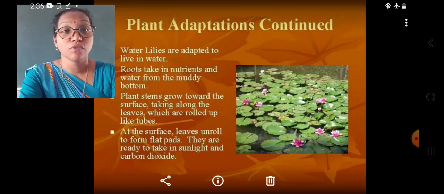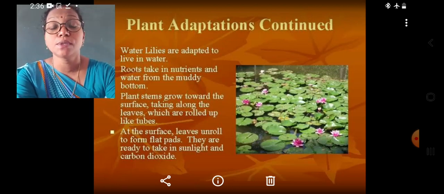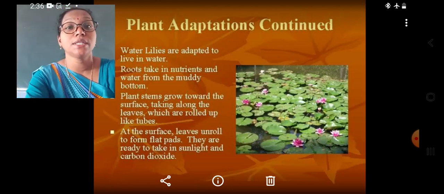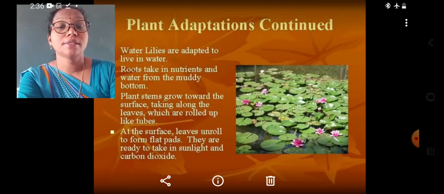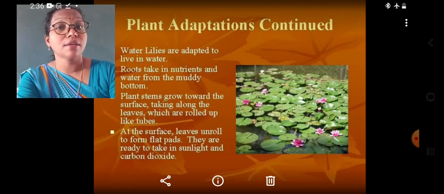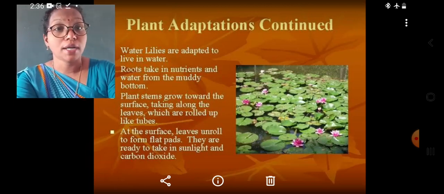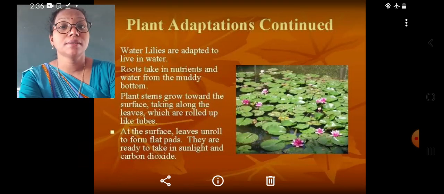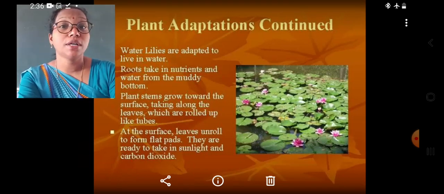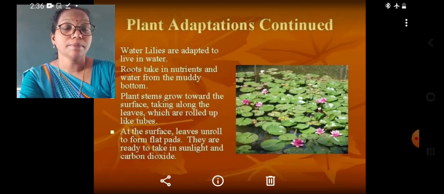So students, we know that there are many types of adaptations found in the water plants. The water plants are known as hydrophytes because hydro is the word related to water. They are also known as the aquatic plants. Aqua is also the word related to water.